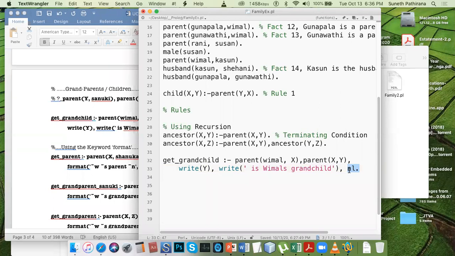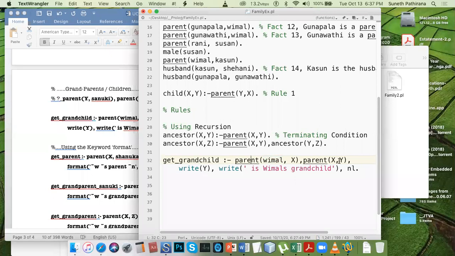So get_grandchild, we have written a user-defined function. That is defined how? Parent Vimal X, that means find the children of Vimal. According to this one, find the children of Vimal. That means X is going to be the child of Vimal, because Vimal is going to be a parent now.